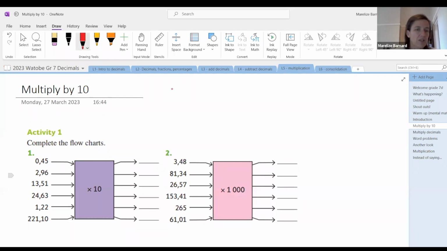Okay, so we're going to start off in our next exercise just timesing some decimals by 10. And we have a flow diagram here. You guys know how this works, so just follow the arrows. So 0.45 times by 10, what do I get? If I times 0.45 by 10.